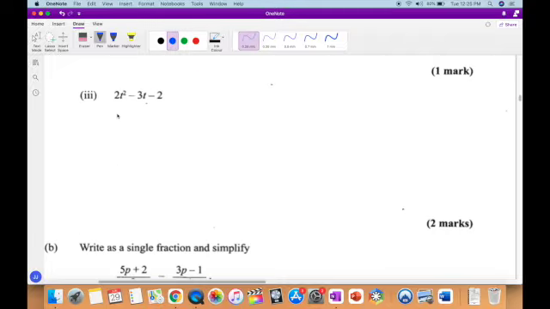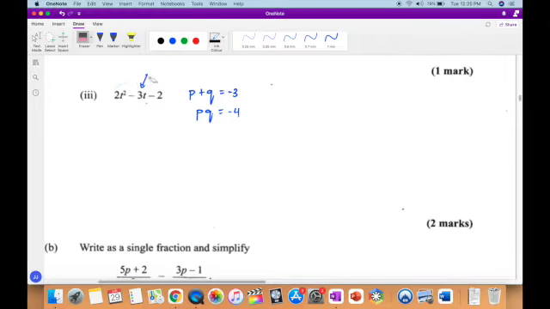Alright, so we can see here we have a factorization question, and what we need to ask ourselves, well, we can see here this is a, b, and c, and the value of a is greater than 1. So if the value of a is greater than 1, that means that we have a different sort of procedure to do. So what we'll have to do here is find two numbers that when I add them, I will get this middle number here, which is negative 3. And when I multiply them, I will get 2 multiplied by negative 2, which is negative 4.